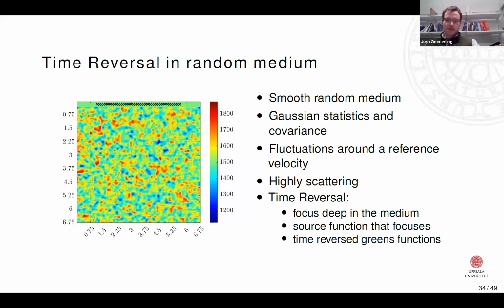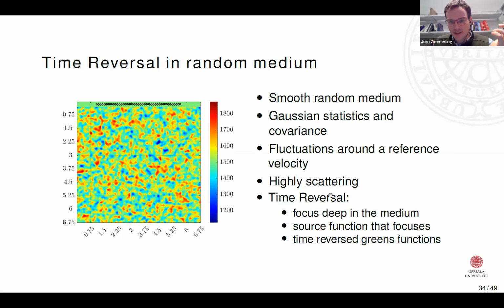And now, to the nicest example, in my opinion, that we have: we thought, how far can we go with this? So we tried to do something that's called time reversal in random media. On the left, you see a smooth random medium. The random medium has Gaussian statistics and Gaussian covariance, and the fluctuations are around the reference velocity that is known, and they are on a scale that one cannot resolve with the pulses that we've used. It's highly scattering as well.